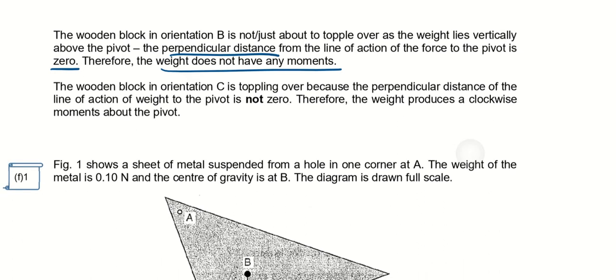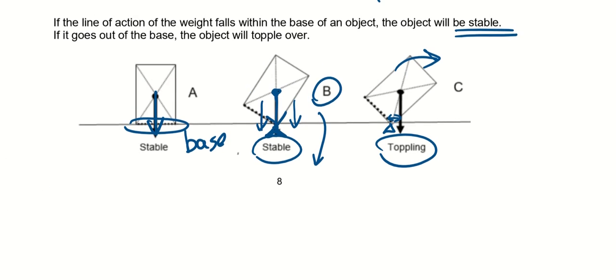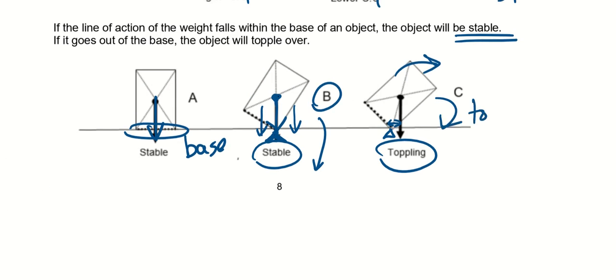Now, the wooden block in orientation C is toppling over because the perpendicular distance of the line of action of the weight to the pivot is not 0. So the keywords are perpendicular distance of the line of action of the force or weight to the pivot. You need to always have this in your explanation questions. Therefore, the weight produces a clockwise moment about the pivot, and then the block, which is looking like this, will topple.